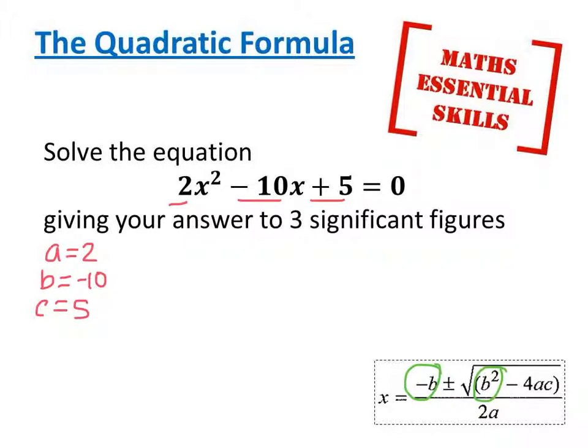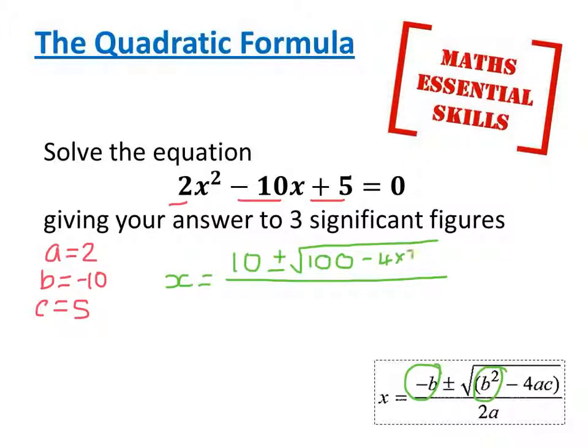So negative B, well, negative 10 makes positive 10, plus or minus the square root of B squared. Well, negative 10 squared means negative 10 multiplied by negative 10, which is positive 100. For the rest of the question, I'm just going to fill it in: minus 4 times A times C, all over 2 times A. As long as I've done that, the question will now come out correctly on my calculator.